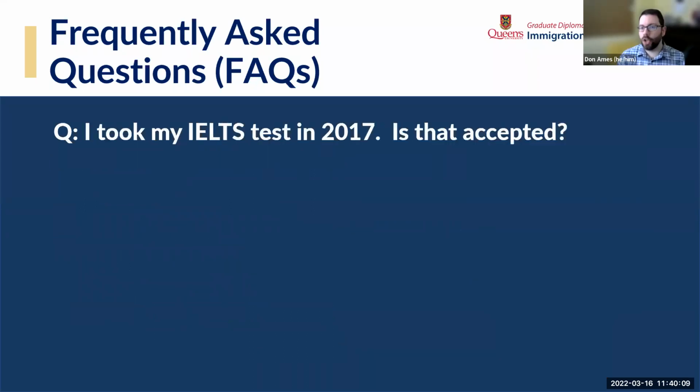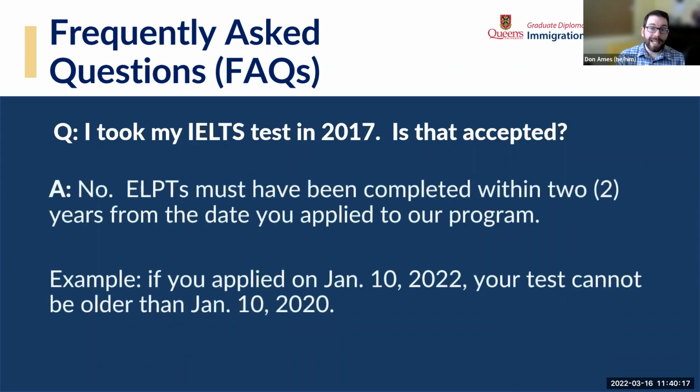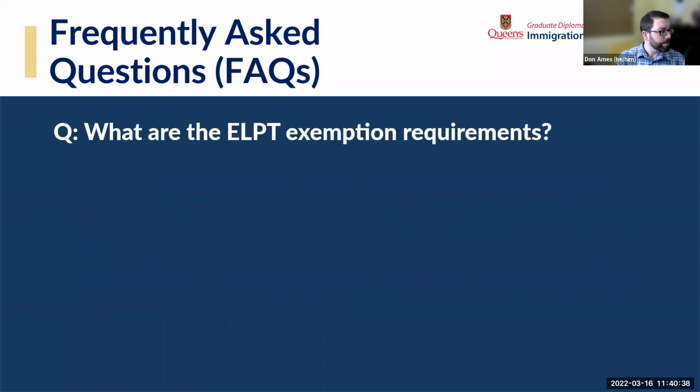So going off of that, here's a question about expired test scores. If somebody took their IELTS in 2017, is it accepted? It is not. So basically, if you applied in January of this year, you would only be able to go back to January of 2020. If you have a test score that's beyond that, we would need a new one done for your application. So it has to be within 2 years of your application date.